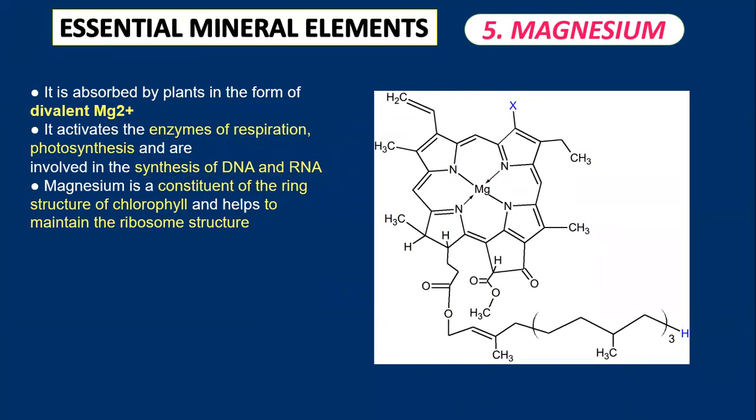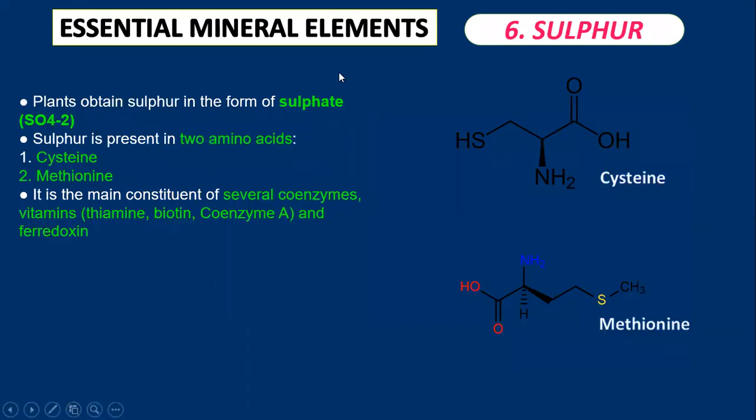It is absorbed in the form of magnesium 2 plus ions, Mg2 plus. It activates the enzymes of respiration and photosynthesis. It is involved in the synthesis of nucleotides or nucleic acids like RNA and DNA. It is a constituent of the ring of the chlorophyll and it helps to maintain the ribosome structure.